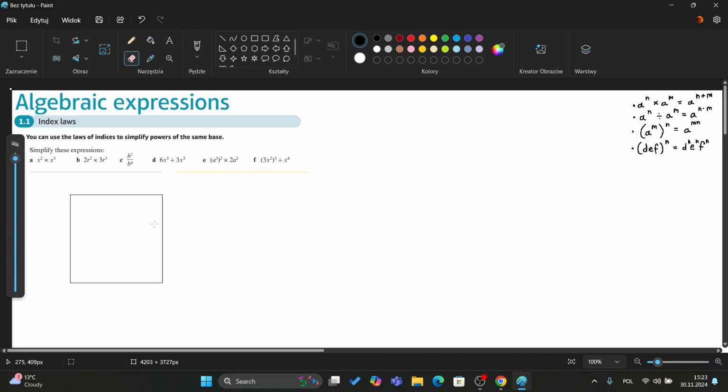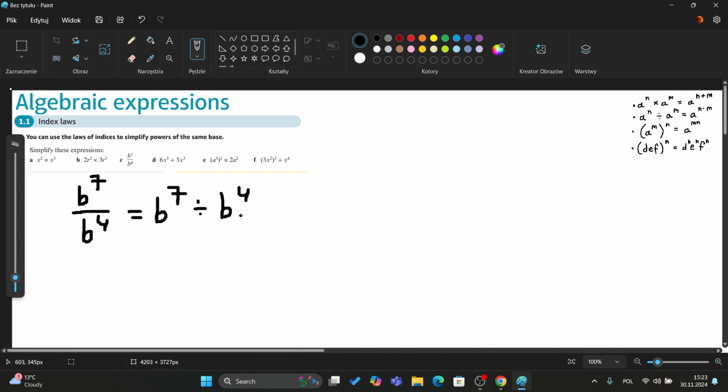Now for the third question, b power 7 over b power 4 is the same as saying b power 7 divided by b power 4, because fractions mean division. So it can be done by the division rule, which in the corner we see is a to the power of n divided by a power m equals a to the power of n minus m. So we have b, because the bases are the same, and we subtract the powers. So b power 3.